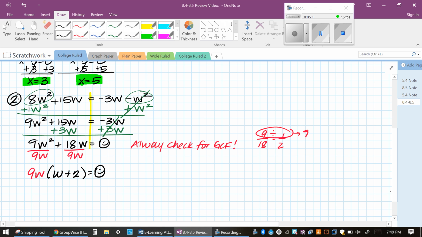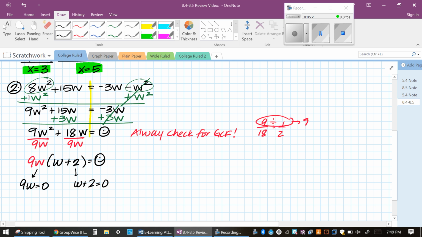Since we are solving, you need to set each factor equal to 0. So on this one, you have 9 times W. You're going to divide both sides by 9. And on this one, you're going to subtract.